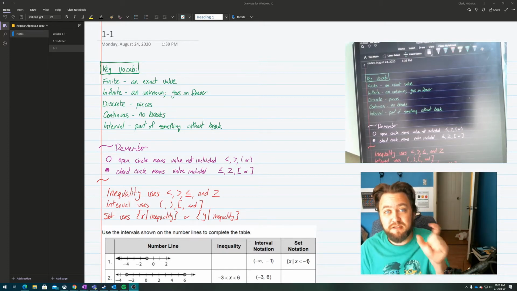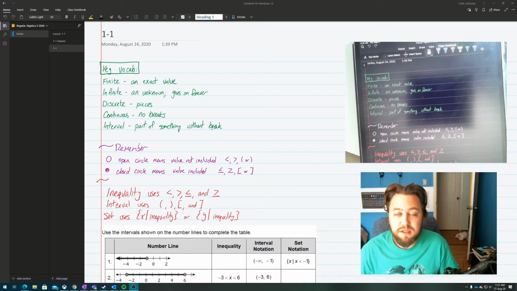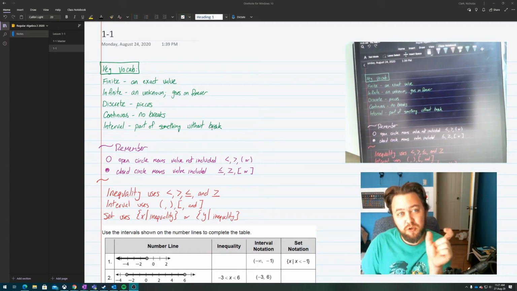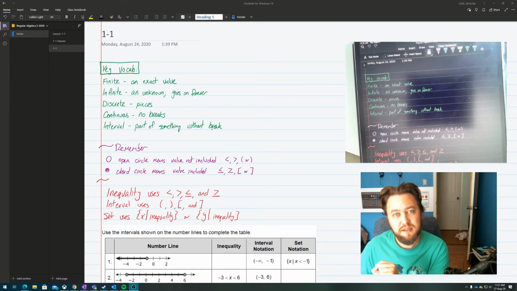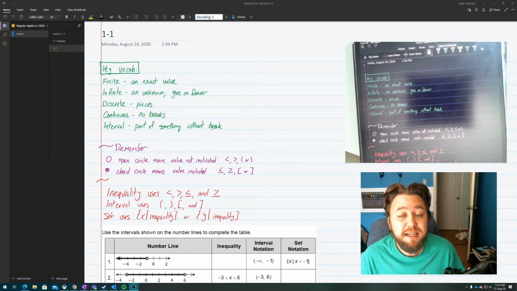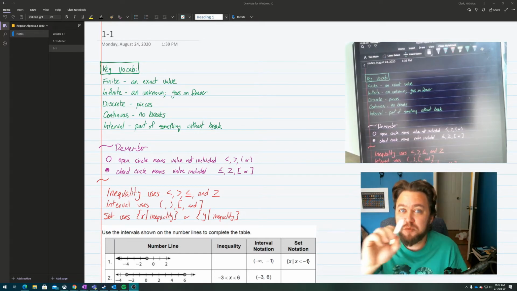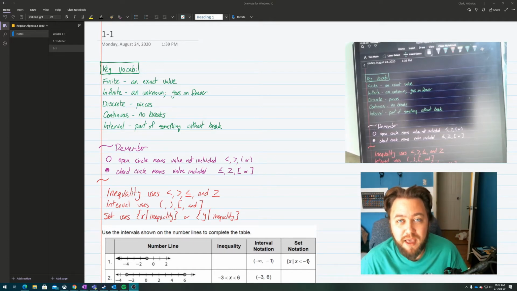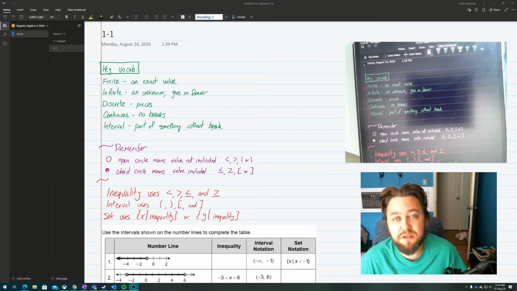Discrete means pieces. So in a graph, a piecewise function with the little pieces of lines looks like a stair step or something. That would be discrete little pieces. Continuous means it keeps going on. Smooth line, no breaks. And an interval is a piece of something without a break. We're going to be using all of these words in this lesson.